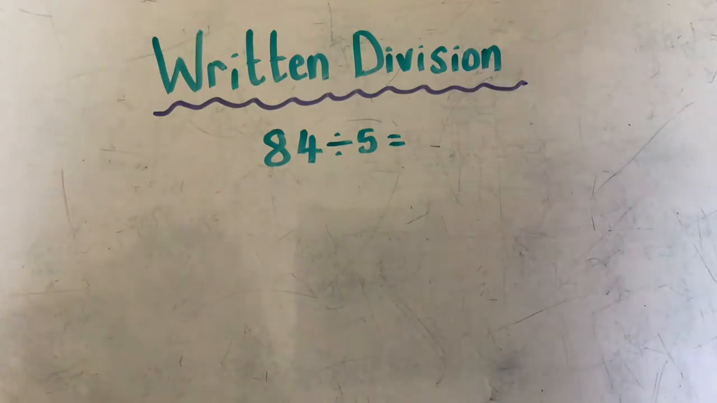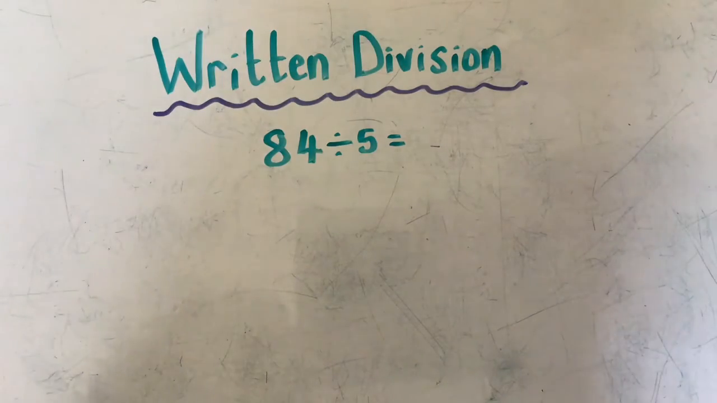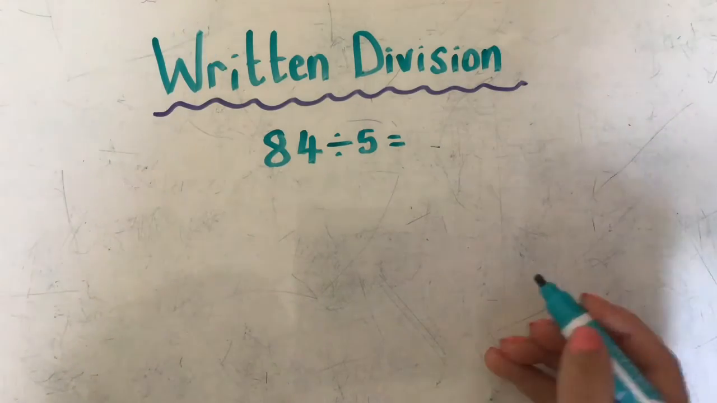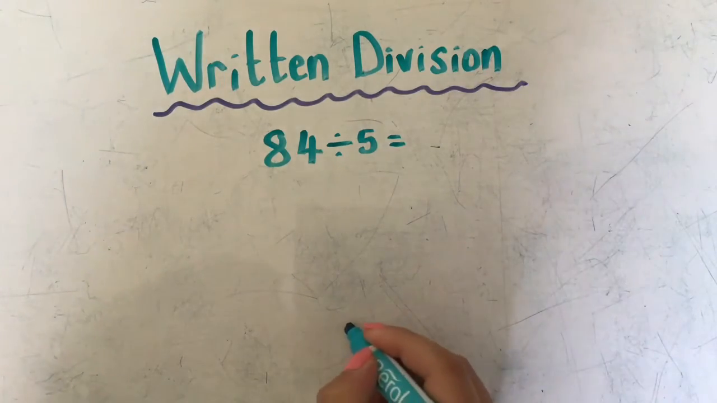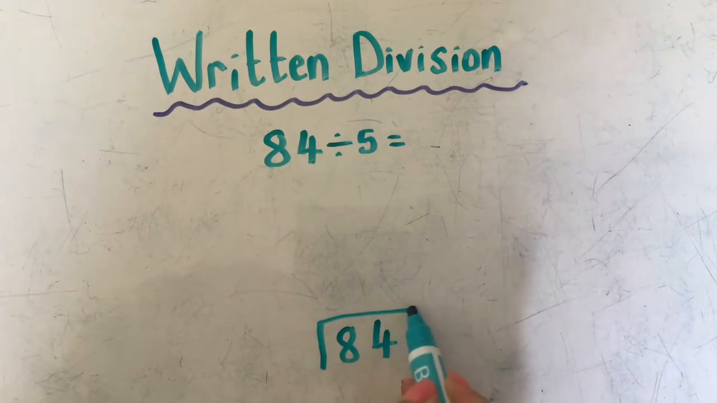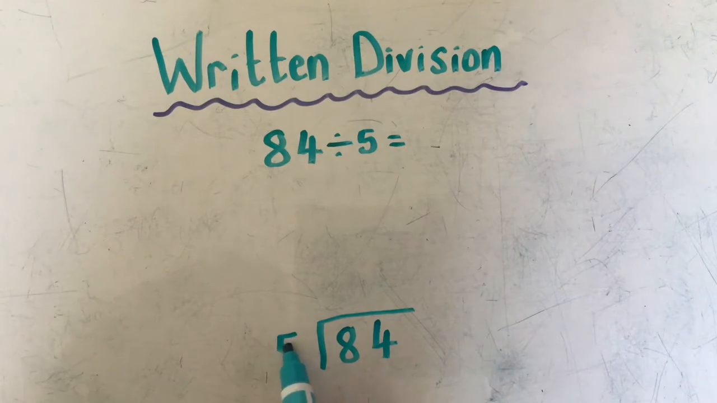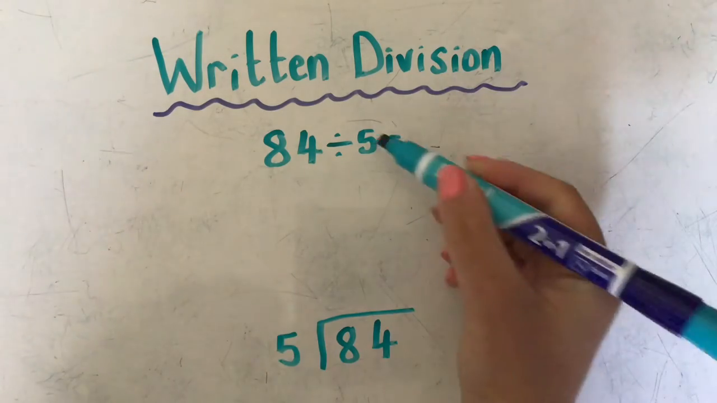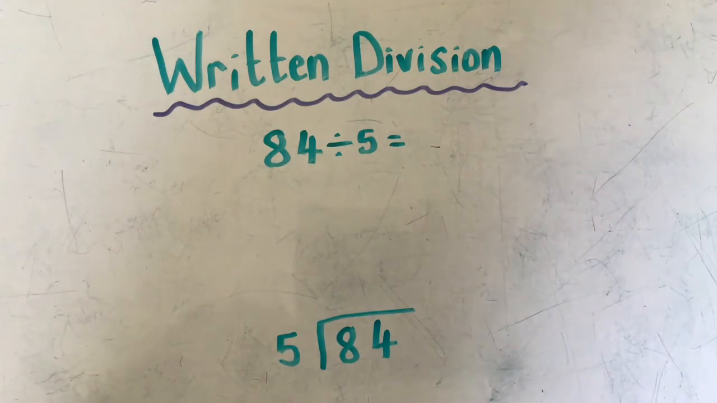Everyone, today I'm going to show you how to work out written division whenever you don't end up with a whole number. So we're going to start off with this question, and it's 84 divided by 5. We do the same process as I showed you in the other video, where we write down 84 first of all, and then we draw out our bus stop, and we write the divisor, or the number that we're dividing by, which is 5 in this case, in front of it.